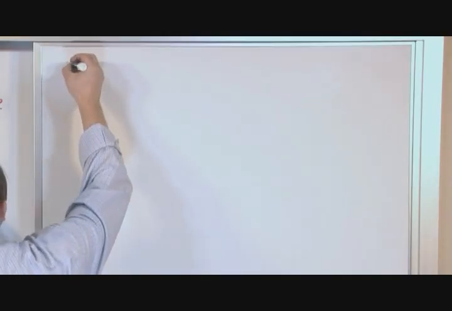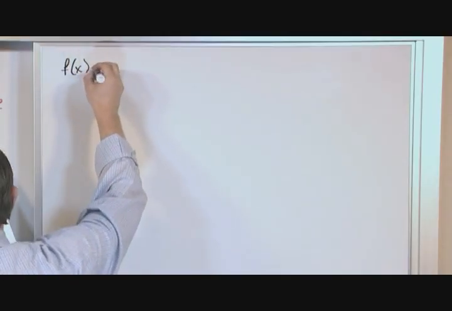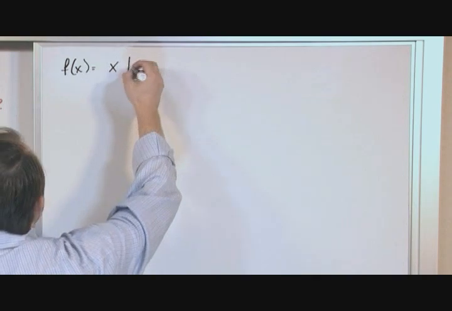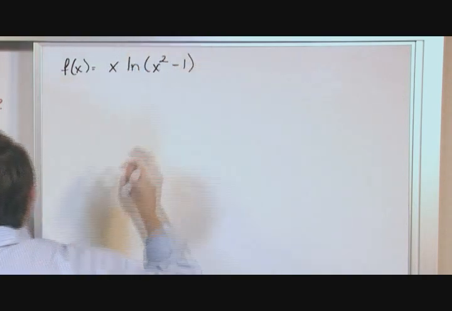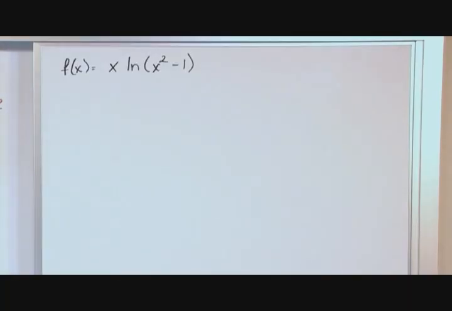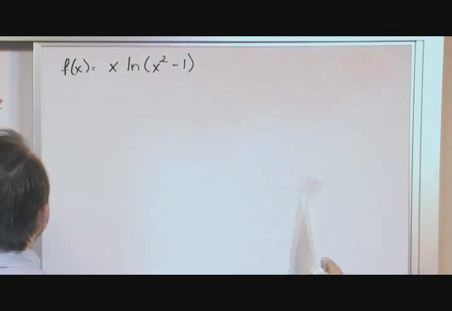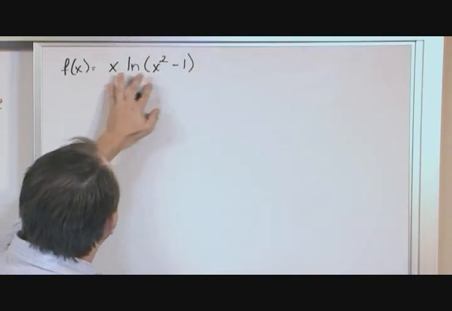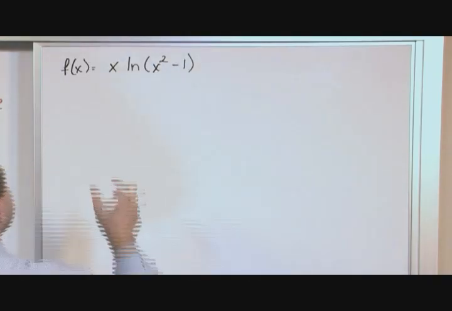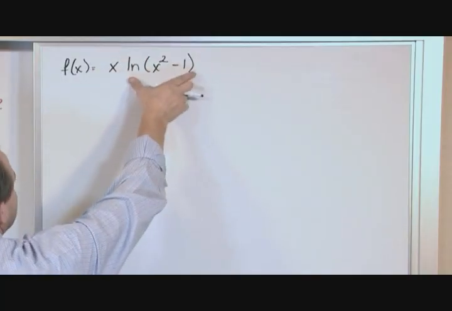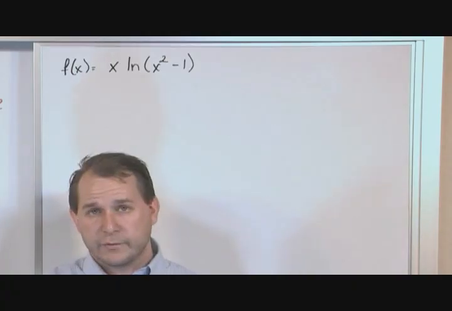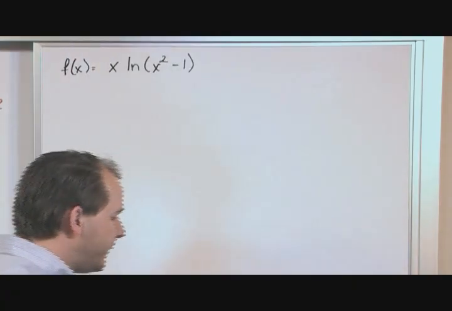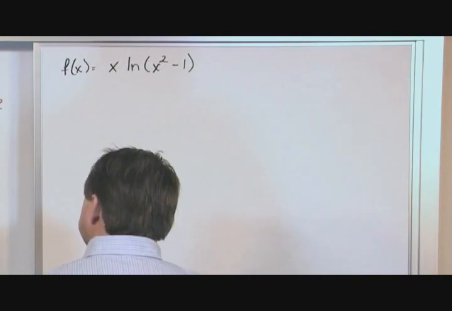Let's say we have f of x is equal to x times the natural log of x squared minus 1. Now this is a little more complicated, obviously. But you can see from a large picture you have a function multiplied by another function. Right, so this is sort of a function here, this is another function over here. So you have two things multiplied together. So we're going to need to use the product rule. Right, so let's write the product rule out and see where that takes us.